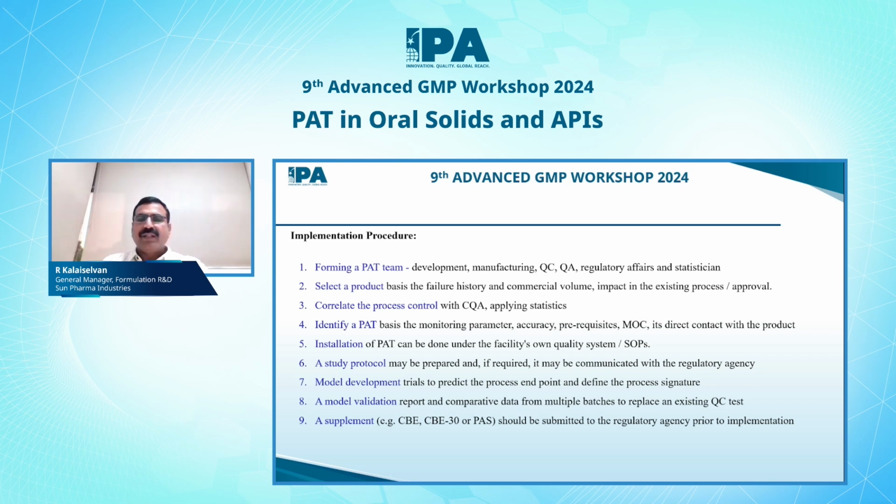Installation of PAT can be done under the facility's own quality system. There is no need of regulatory approval. However, the implementation can be done after approval by the regulatory agency. A study protocol may be prepared, and we need not communicate to the agency, but if necessary, we can communicate and get the confidence. Model development trials are taken, and then model validation. Then supplementary filing can be done with CBE30 or PAS route, and it should be submitted for approval before implementation. This is a brief view, although it is given in detail in the guideline.